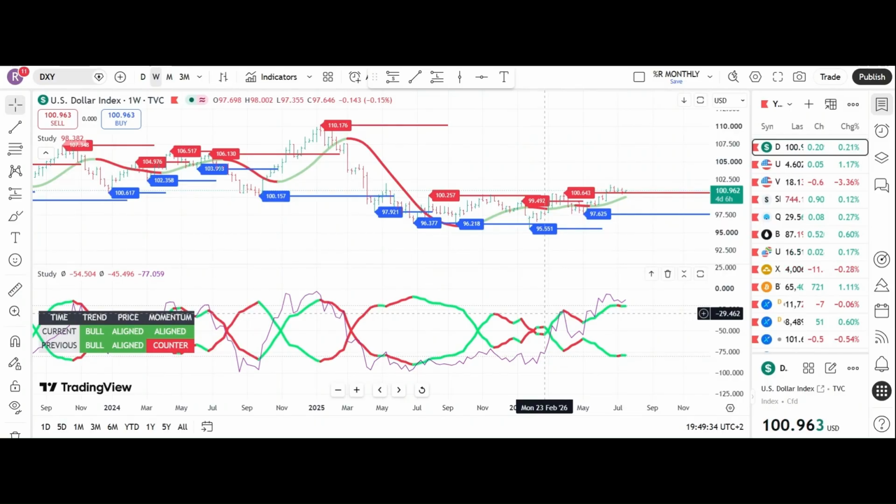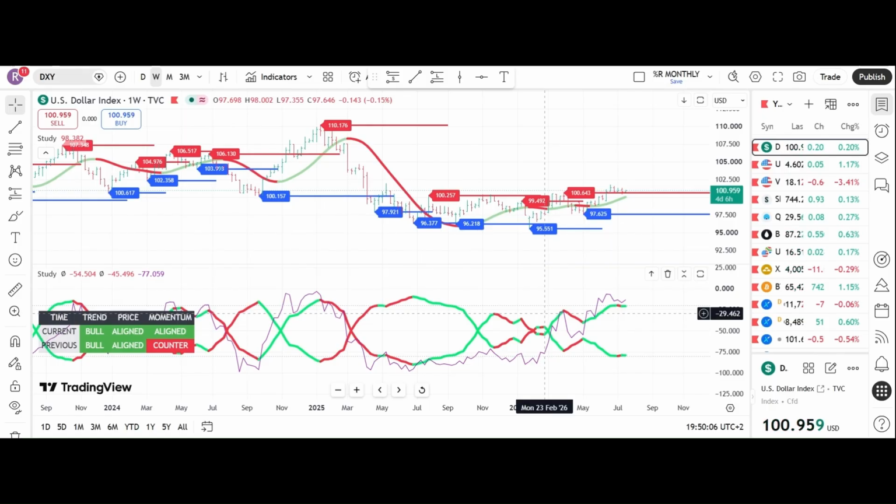So this is Monday, 20 July 2026, and we're sharing with you the market pulse for this week. Just to remind you that on the screen you will see a dashboard with the time, trend, price, and the momentum. Current price is the current weekly, so the 20th of July, and previous is a week ago, so that we can see how the trend or the momentum changed.